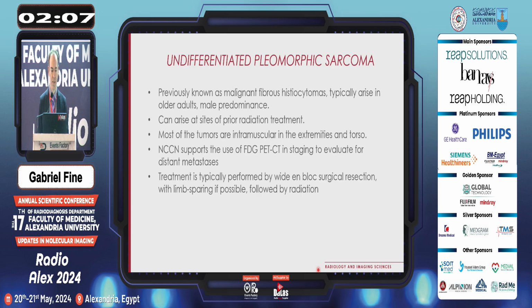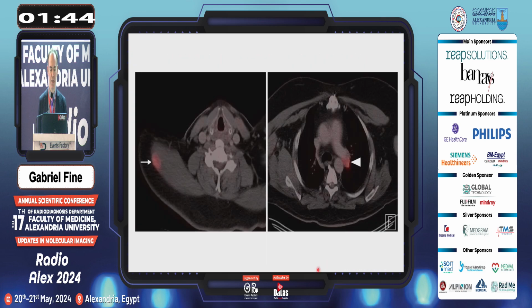Undifferentiated pleomorphic sarcoma is one we're going to touch upon, previously called malignant fibrous histiocytoma. These typically arise in older adults. They can be male predominant and can arise at sites of prior radiation treatment, so someone that had radiation for something else. Most of the tumors are intramuscular in the extremity and torso. The NCCN supports use of FDG PET-CT in staging. And treatment is typically wide en bloc surgical resection with limb sparing, if possible, followed by radiation.